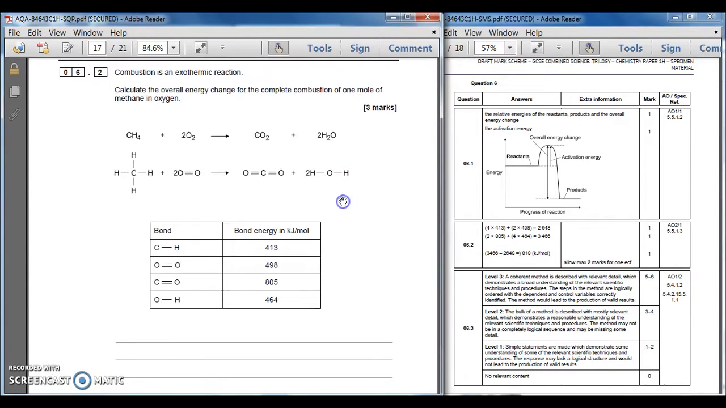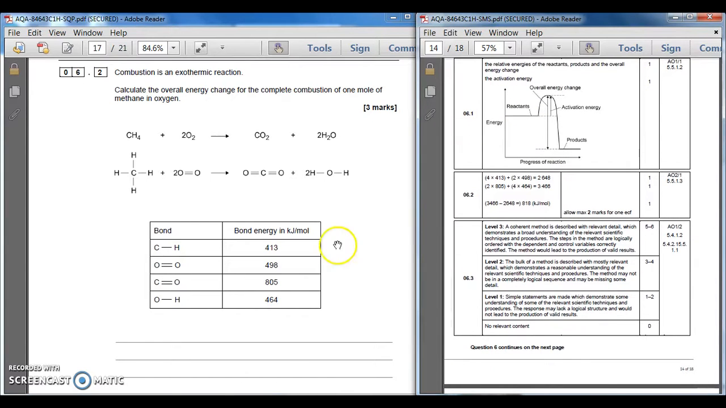For part 2, some people had a good stab at working this one out. Every time you see a C and an H joined together with this little stick, each one of those is worth 413. So there's 413, another 413, another 413, another 413. That one there must be worth 498, and there are 2 of them. Add all those together, we get our first mark, 2648.